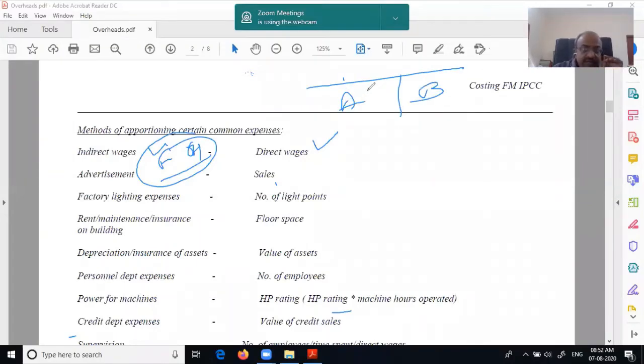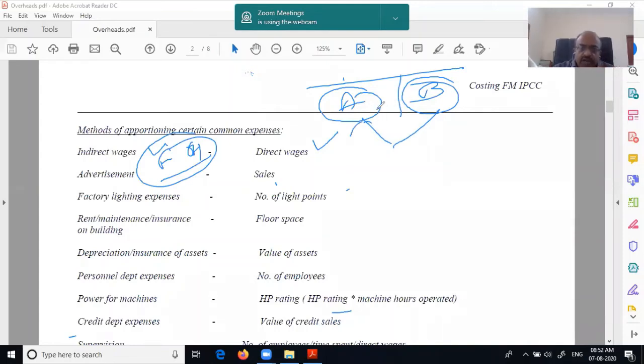How much is direct labor used in this? On that ratio, you divide this, the indirect wages. How much is labor used, direct labor owed? That way you divide it. Next, advertisement. How much to be divided among them? Because you don't know how much exactly.